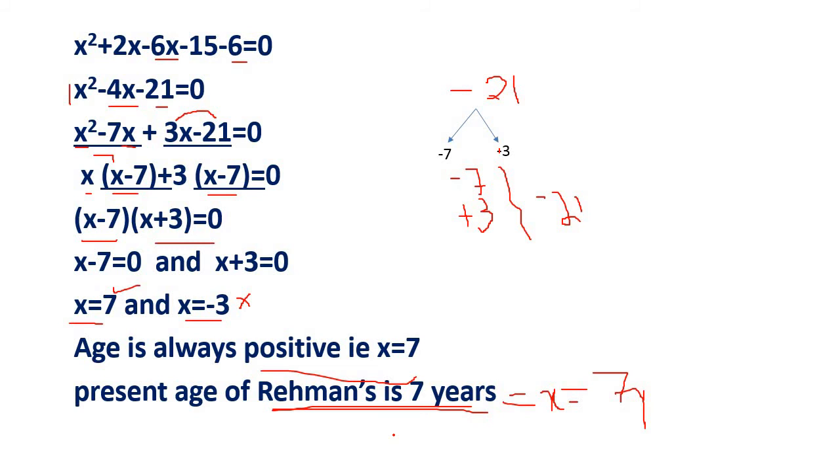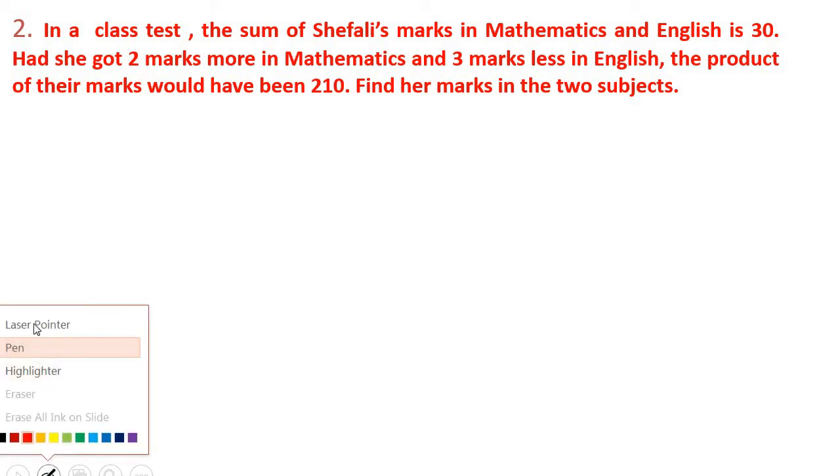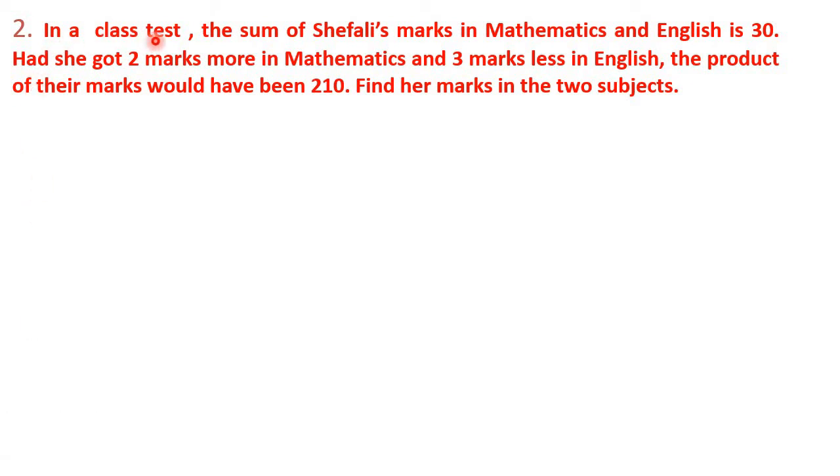Let us move to the next problem. In a class test, the sum of Shefali's marks in mathematics and in English is 30. Had she got 2 marks more in mathematics and 3 marks less in English, the product of their marks would have been 210. Find her marks in 2 subjects.